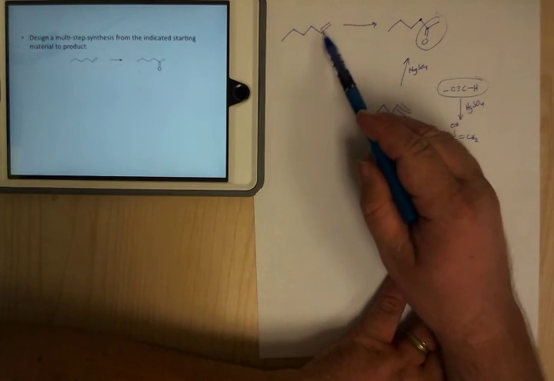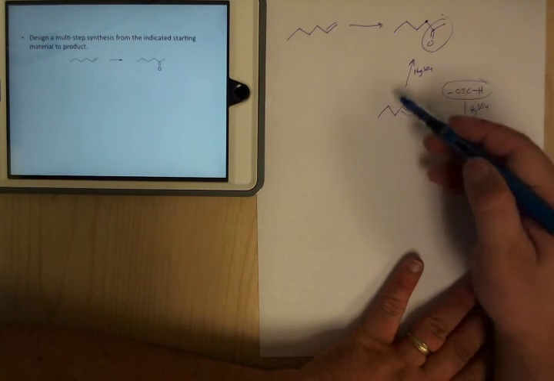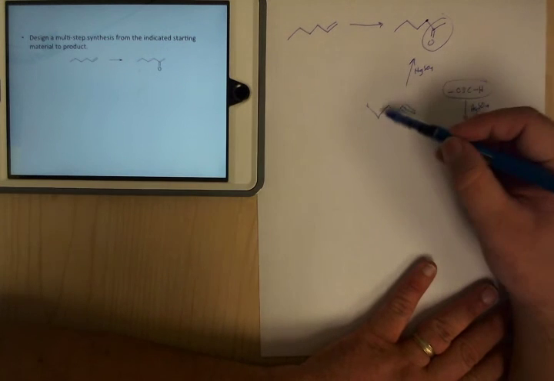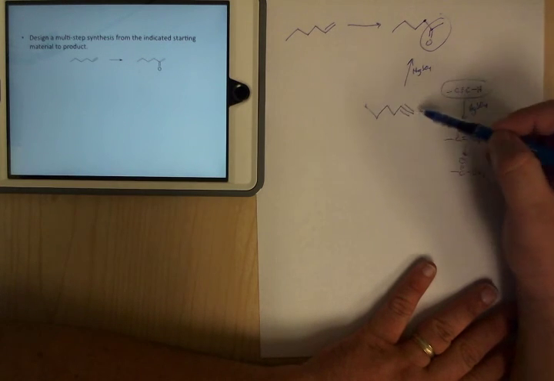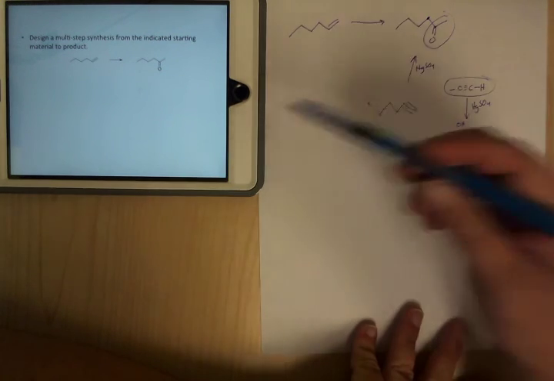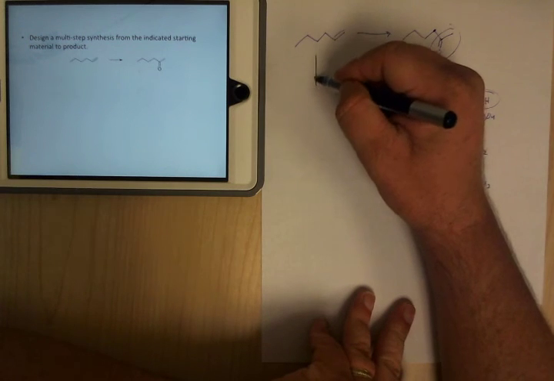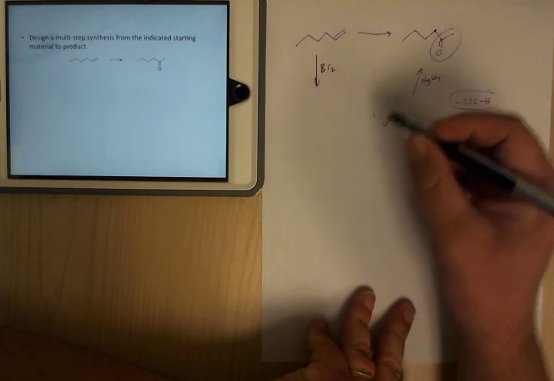Okay, so how do we make this? 2, 4, 6. Oops, sorry, forgot to put an extra carbon there. 2, 4, 6. Okay, so how do we get there? How do we transform a double bond into a triple bond? We saw that previously. So you have to add bromines across it.